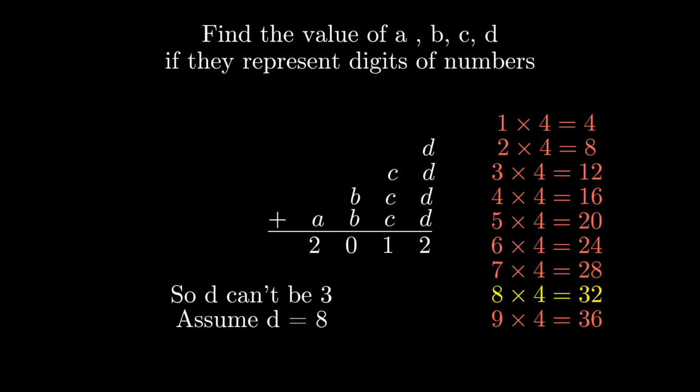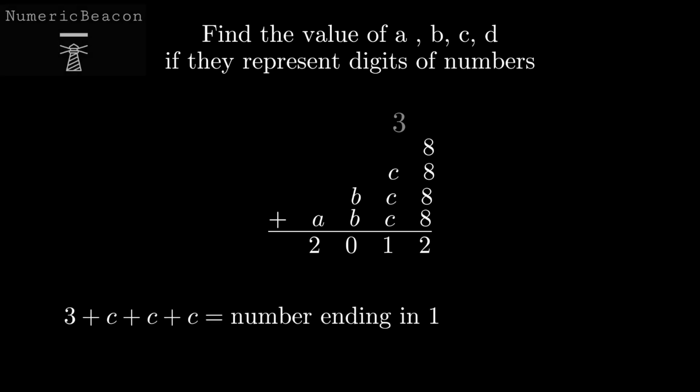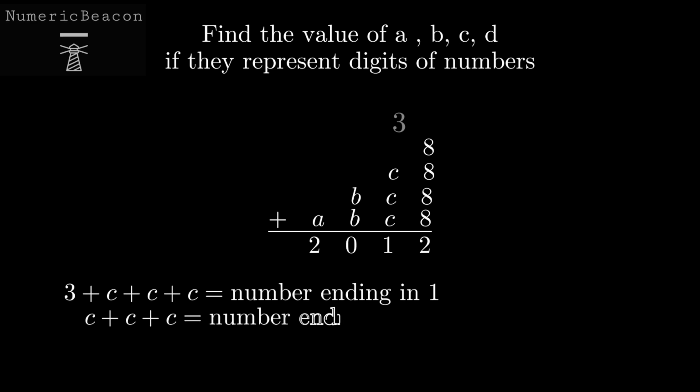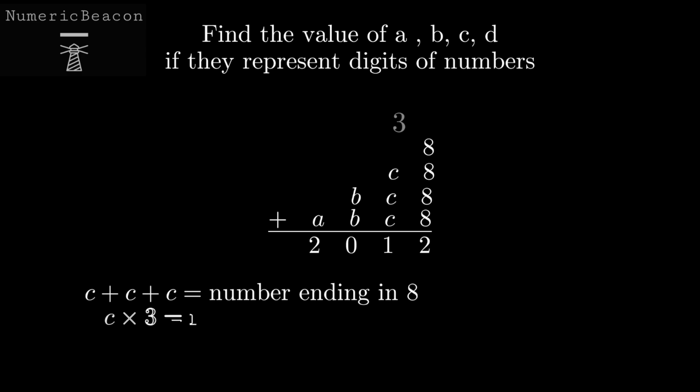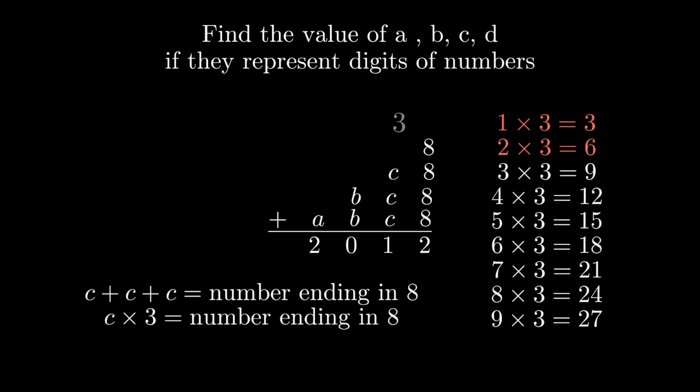Let us plug in D equals 8. Four times 8 is 32, write 2 in one's place and carry over 3. Find C such that 3 times C is a number ending in 8.